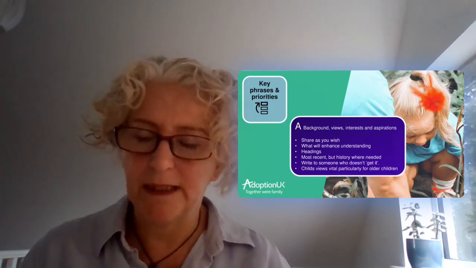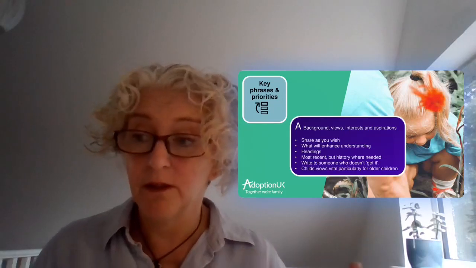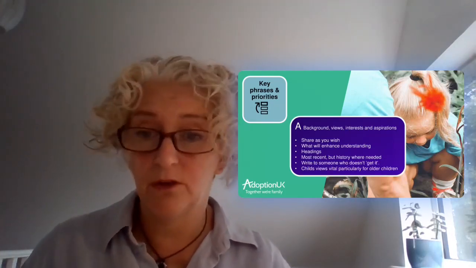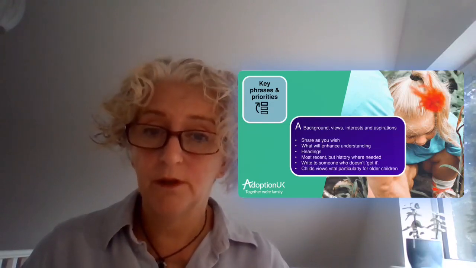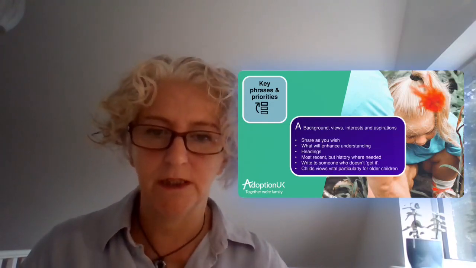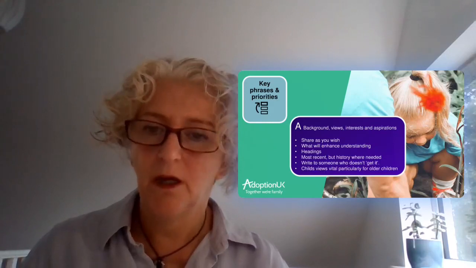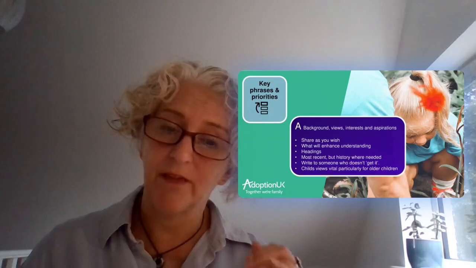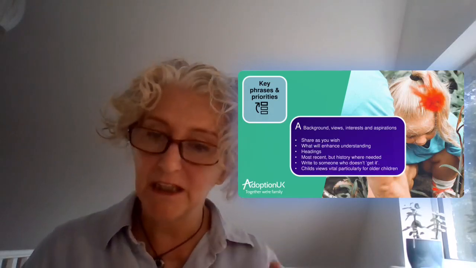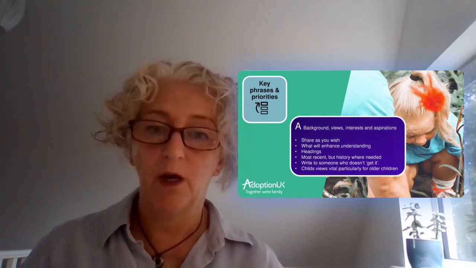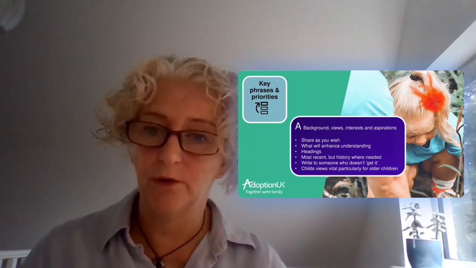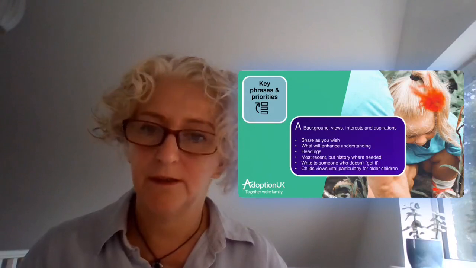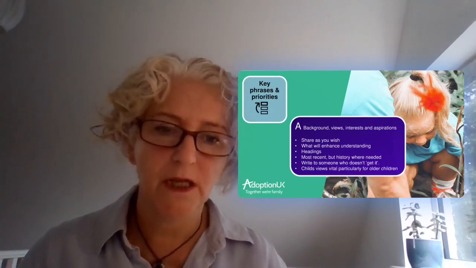So write to somebody who doesn't get it. There are many people out there that don't understand the complexity of our children, that don't understand fetal alcohol syndrome. Imagine you just get some key phrases in there to help them understand. There's also the section in A with views, interests and aspirations, and they will ask your child's views, and particularly for older children, you make sure you've got their views in there, because this document really does or should reflect them. That's section A.